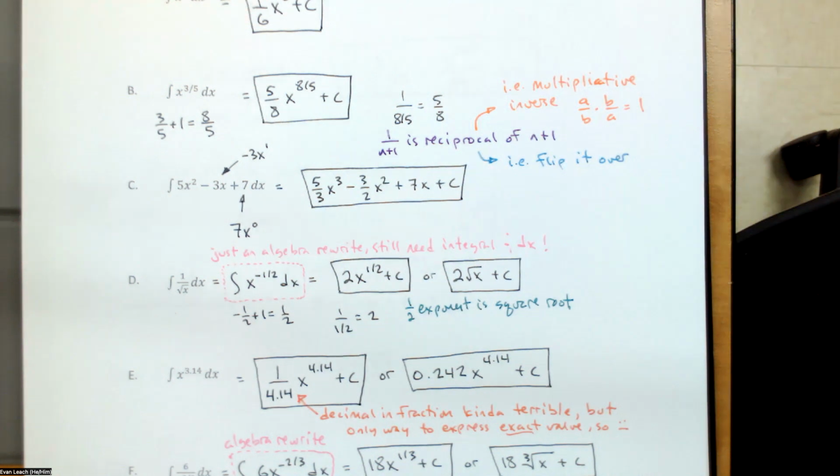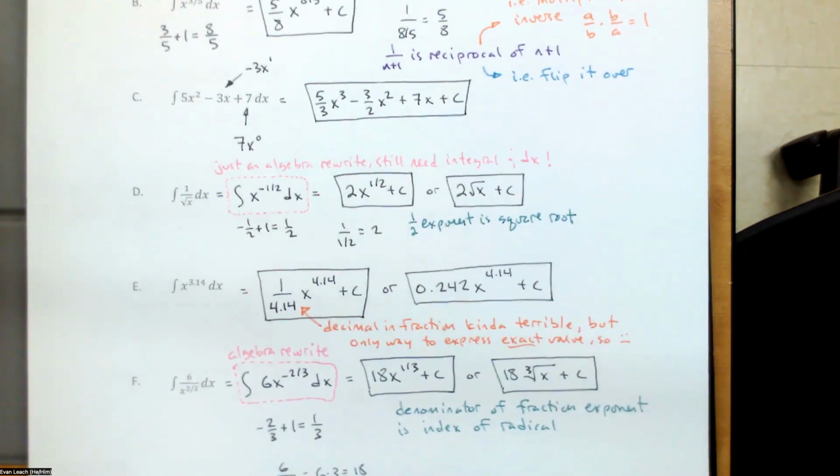Doesn't matter. The problem is we can't express 1 over 4.14, that reciprocal, without rounding it off. So when I write 0.242, that's been rounded off because it's 0.2415 and then a whole bunch of other stuff. The only way to express that reciprocal is with this decimal and this fraction. So sometimes bad things happen. In this problem, I was just making a point.